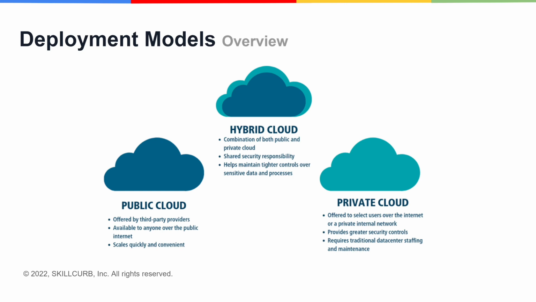There are three types of cloud deployment models. The first one is public cloud. This is a cloud service provided by some service providers such as GCP or AWS. You can pay as you go when using this type of cloud. Public clouds are easily scalable and elastic.